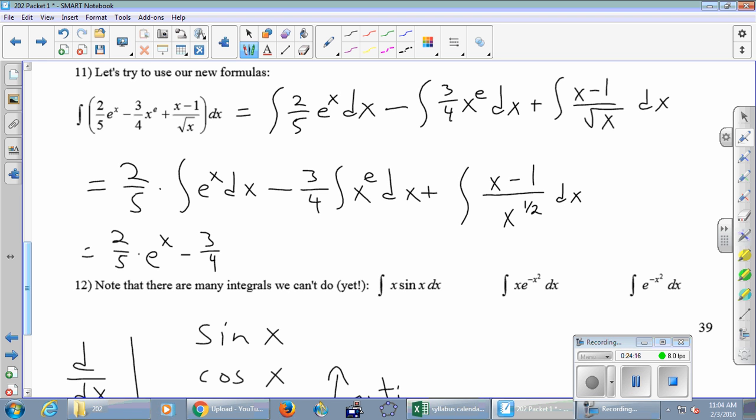This is x to a power. Yeah? This is the very first rule we wrote in that chart. This is x to a number. And so we add 1 to the power and then divide by the new power.